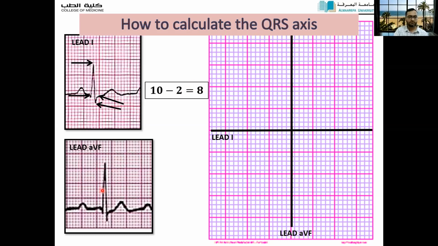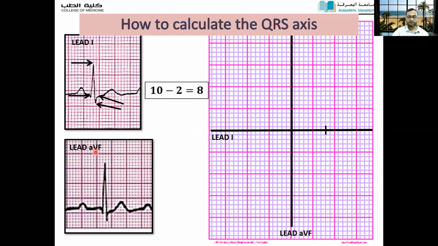Similarly, we will do that for AVF. But first, lead 1. We measured 8 and we have marked 8 here. How have we marked it? This is the 0 point. You have to count 8 small squares from here. These are 5 small squares and then 3 more. This is the 8 small squares I have marked on lead 1. Because it was positive, I have marked it here. If it comes negative, I will mark somewhere here.